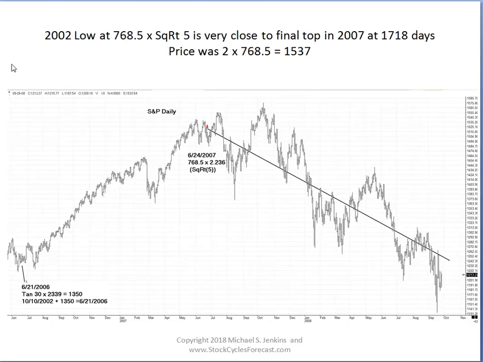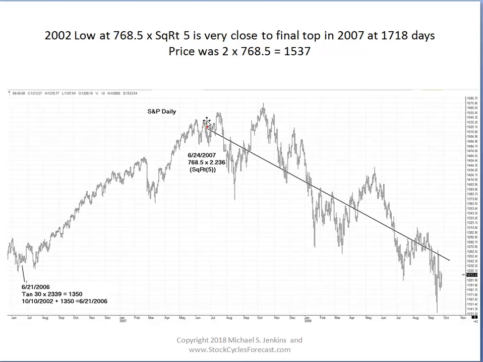If we take the big October of '02 low and do the major square root of 5, which is a big number, 2.236, times that, you get 1,718 days. And 1,718 days from October 10th, 2002 was 624.07, right where this little marker is. The price on that day was twice the low price. It was 1537.